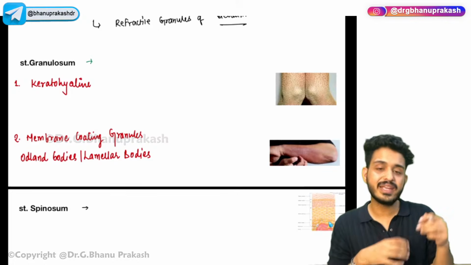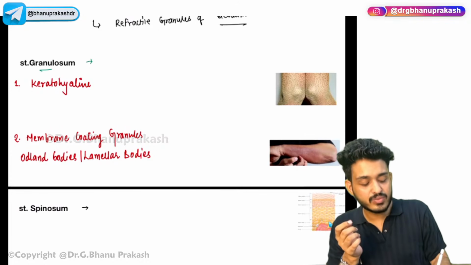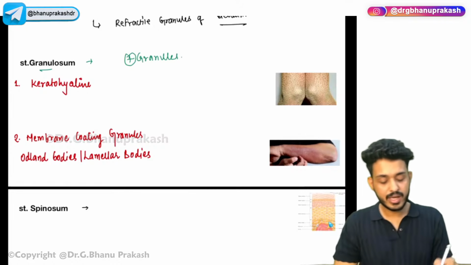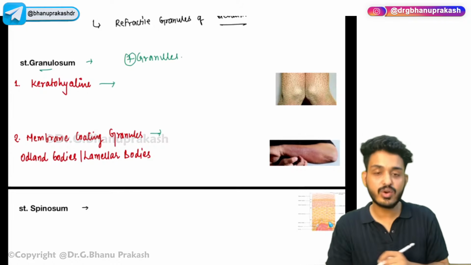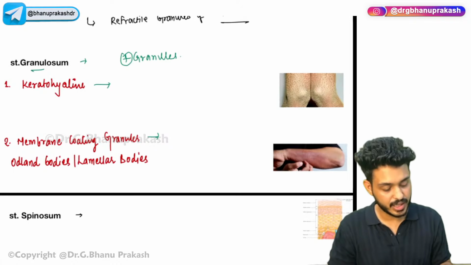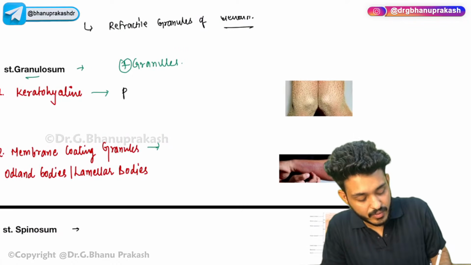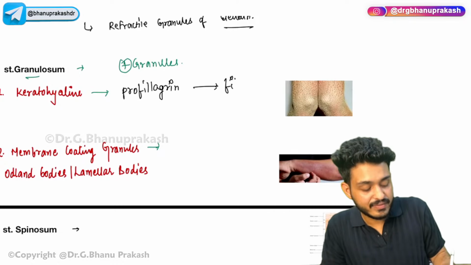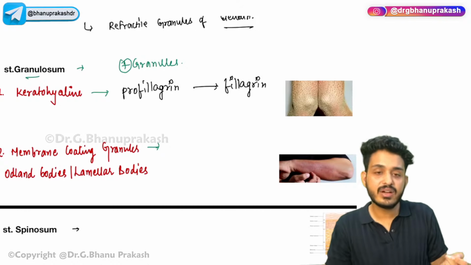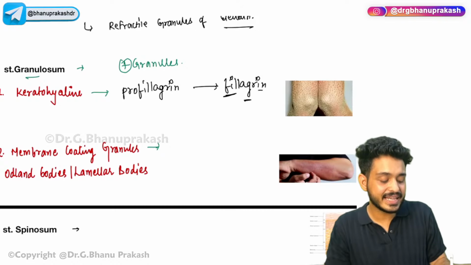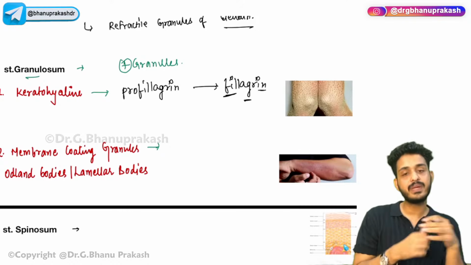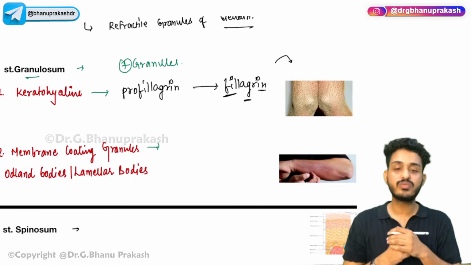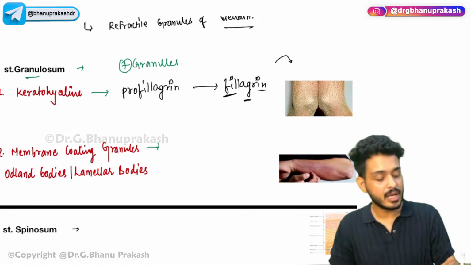Stratum granulosum, it is written in the name itself, right? Granulosum means it will have certain granules present. So we are having two types of granules. One is keratohyalin granules, the second one is membrane coating granules. Keratohyalin granules will be converting profilaggrin into filaggrin. The meaning of filaggrin is nothing but filament aggregating protein. You can remember it like that. It will be helping in filament aggregation. And if there is an absence of keratohyalin granules, there will be some disease.